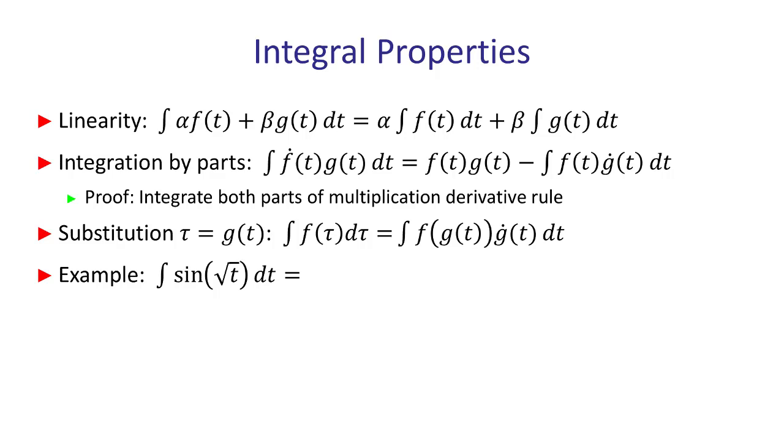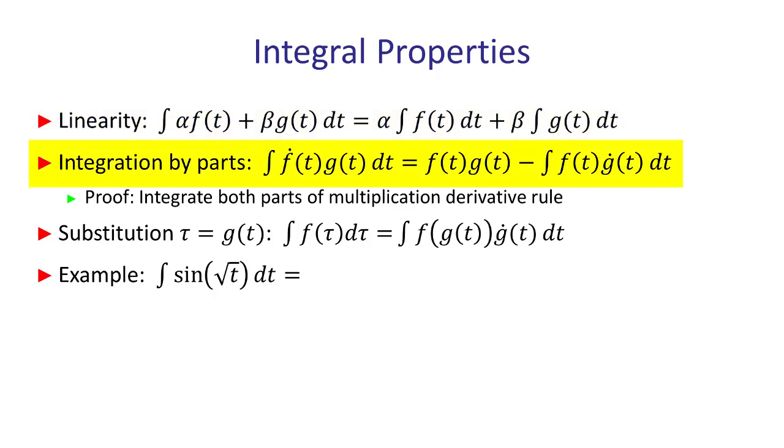Integral properties are also very similar. You have the linearity property. If you want the integral of alpha times f function plus beta times g function, this is alpha times the integral of f plus beta times the integral of g.